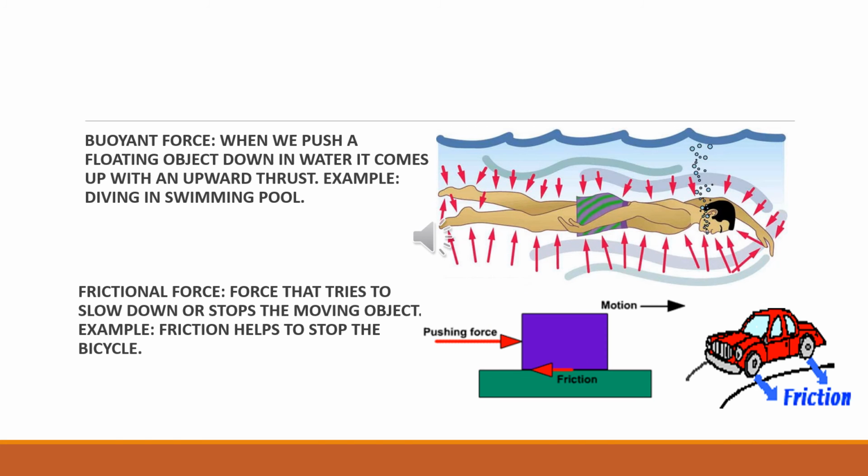Next one is buoyant force. When we push a floating object down in the water, it comes up with an upward thrust. This is called buoyant force. For example, diving in a swimming pool. And the last force is frictional force. Frictional force is a force that tries to slow down or stop the movement of a moving object.